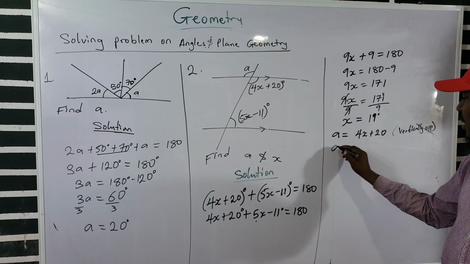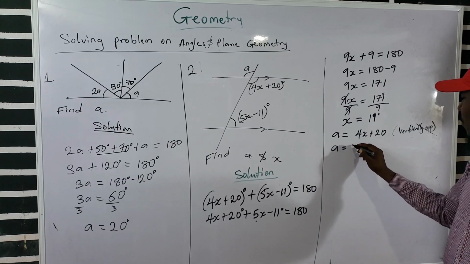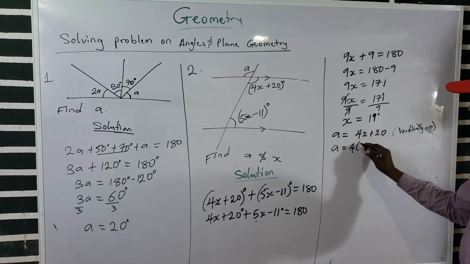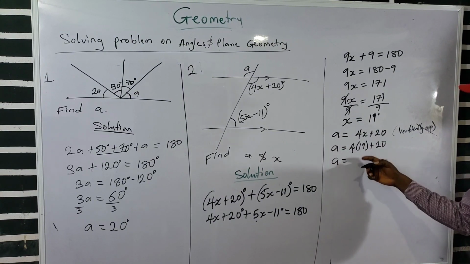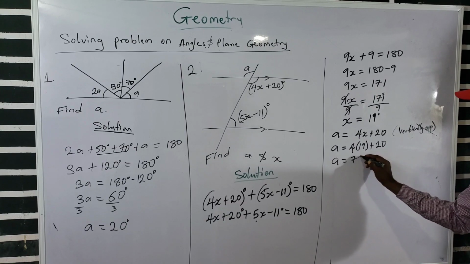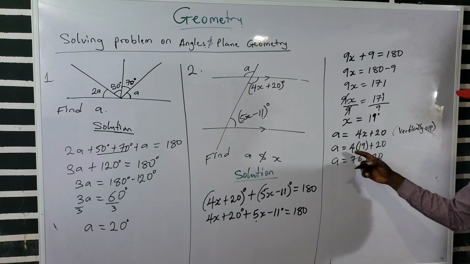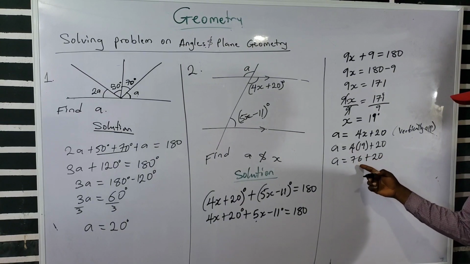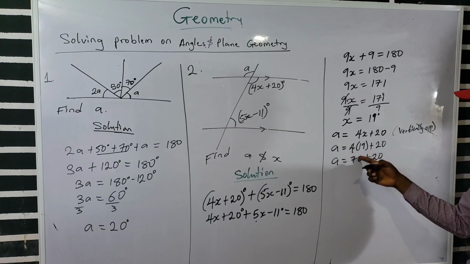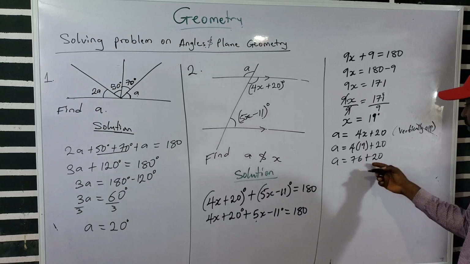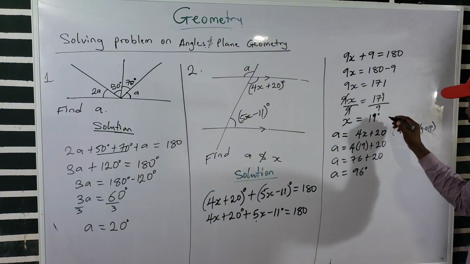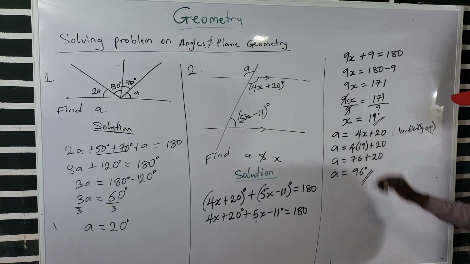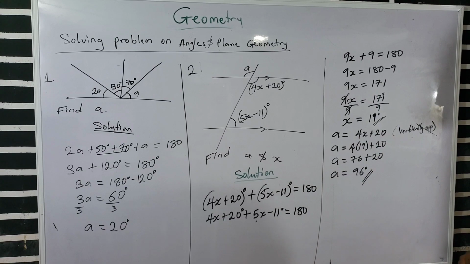So that will give us that a equals 4 times x, which is 19 degrees, plus 20. So 4 times 19 should give us 76, plus 20. That's because 4 times 9 is 36, I write 6 and carry 3. Then 4 times 1 is 4 plus 3, that was 7. So that will give us that a equals 96 degrees. Okay, so we have gotten our a and we have gotten our x. Let us solve more problems.